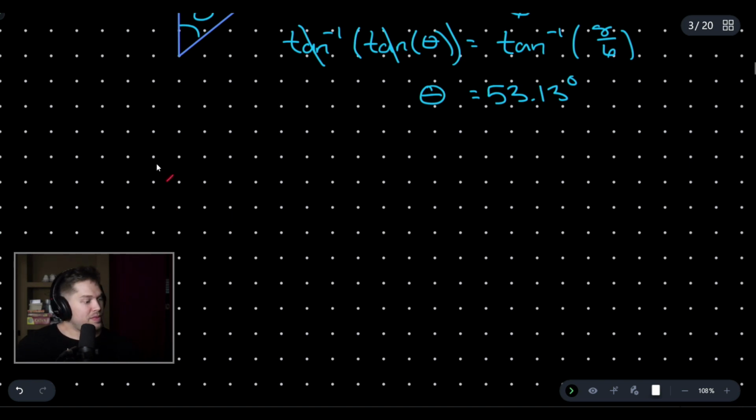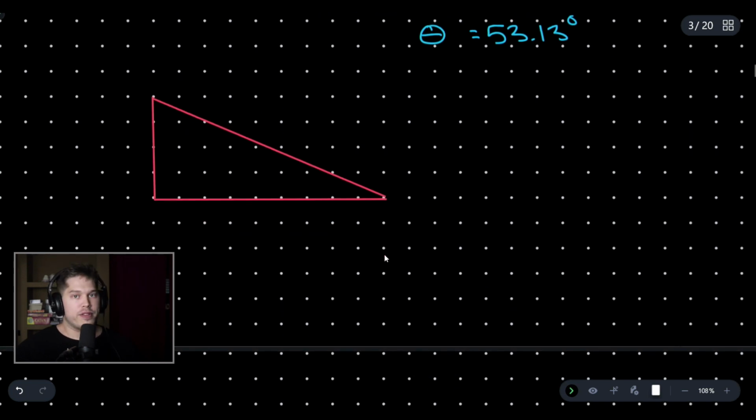So let's draw a right triangle. Let's make this a bigger one. We have our right triangle here. Oh, let's scroll up a little bit.